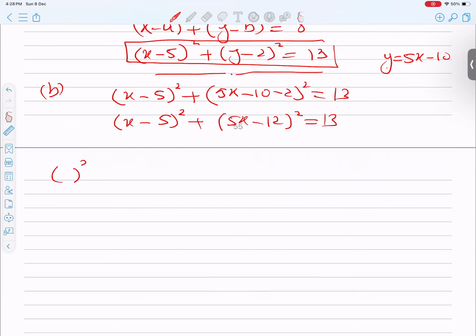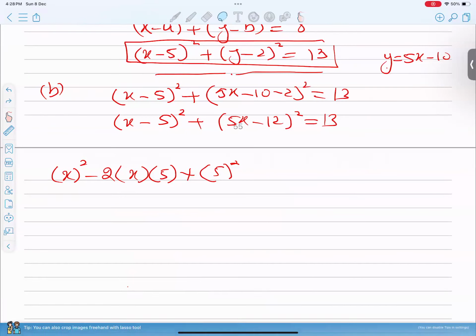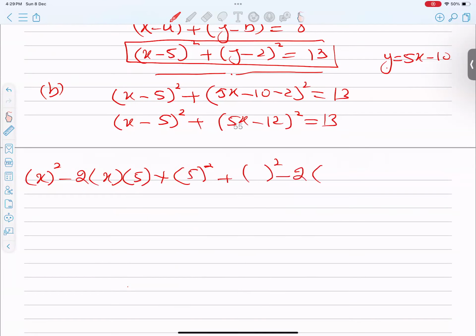And I'm using the squaring identity: first term squared, negative 2 times first term times second term, plus second term squared. I use it for this one. This x comes in the first 2 brackets and 5 in the next. I'm applying this squaring identity on this also, nothing hard: first term squared, negative 2 times first term times second term, plus second term squared, equals 13. So this 5x comes in the first and 12 in the next. I believe you are understanding if you are fully focused on the screen.